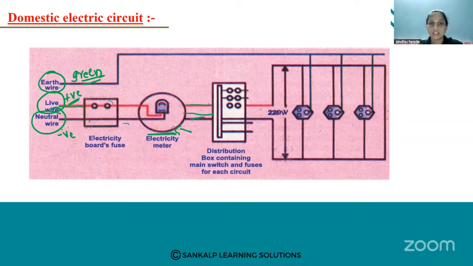Next, this live wire and neutral wire are further connected to other components. These are called sockets. Different sockets are there. They have 3 holes, right? Each hole has a connection. One hole is connected to the live wire, another is connected to the neutral wire, and the next one is connected to the earth wire. So these 3 are the sockets.